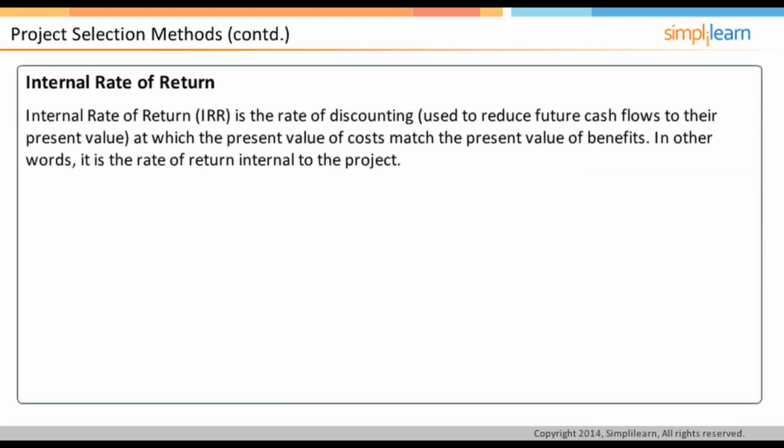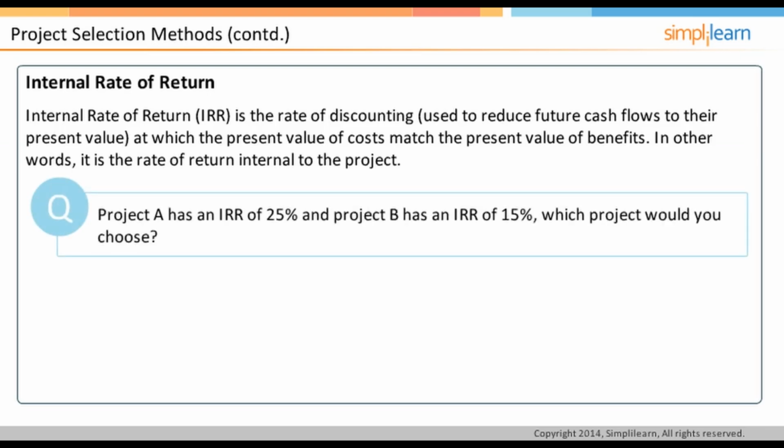Another term used in evaluating a project is internal rate of return, or IRR. IRR is the rate of discounting at which the present value of costs matches the present value of benefits. It is the rate inherent in the project.